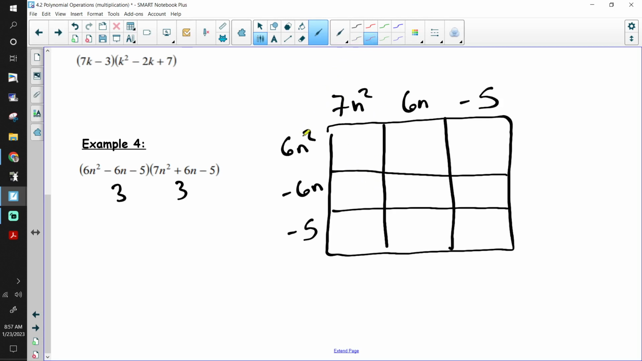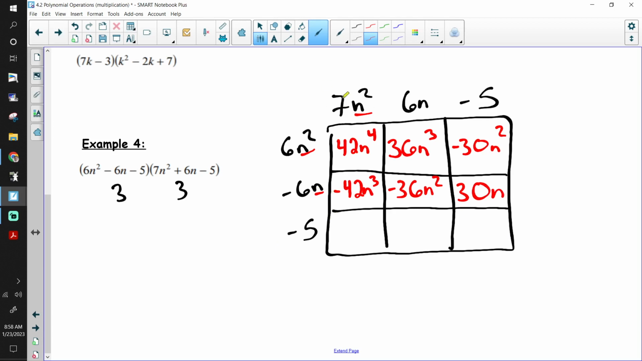7 times 6 is 42. I have 2 n's, n to the fourth. 6 times 6 is 36. 2 n's here, 1 n here, so n to the third. And 6n squared times negative 5, negative 30. I had an n squared. Okay. Negative 6 times 7 is negative 42. 2 n's up here, 1 n here, so n to the third. Negative 6 times 6 is negative 36. 2 n's, so n squared. And negative 6n times negative 5 is 30. I had 1n.